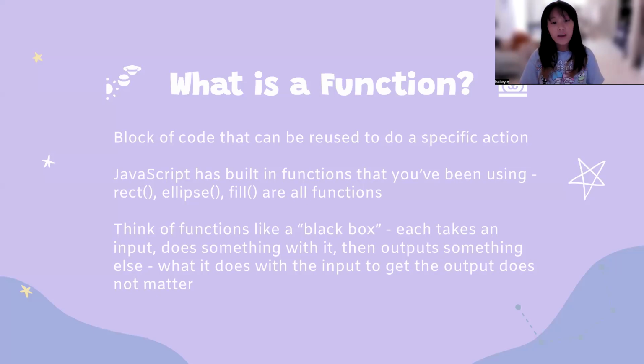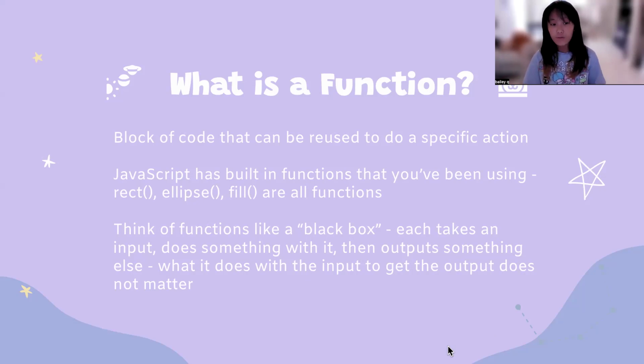Think of functions like a black box. Each takes an input, does something with it, then outputs something else. What it does with the input to get to the output does not matter to the user. So if you've heard of a black box before, this is essentially just a mystery, right? We get from step 1 to step 2, and then the in-between is what the program does. Because we are using these as predefined libraries, we don't actually have to think of them, especially when it comes to these predetermined things like rectangle.